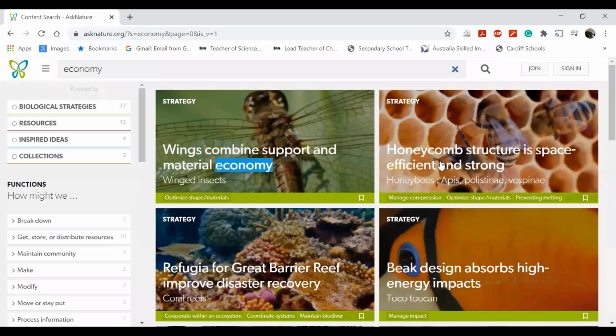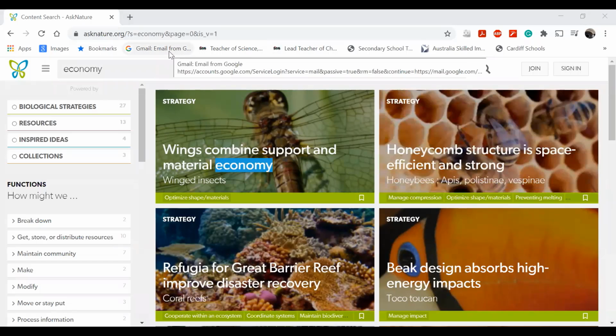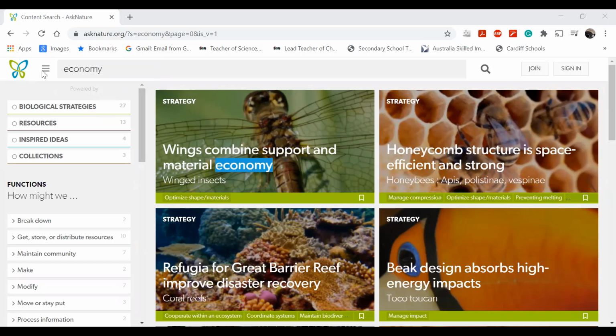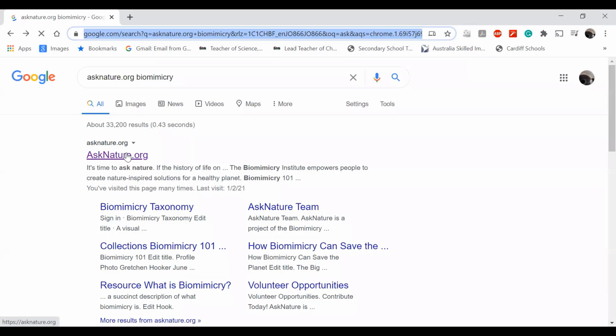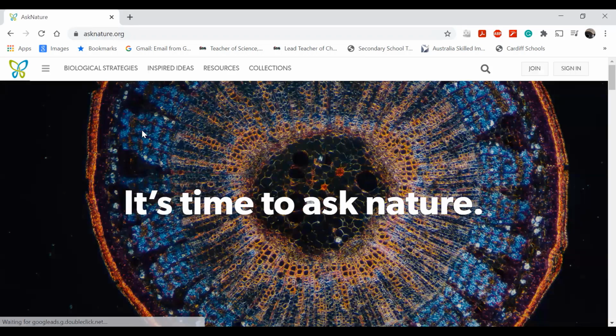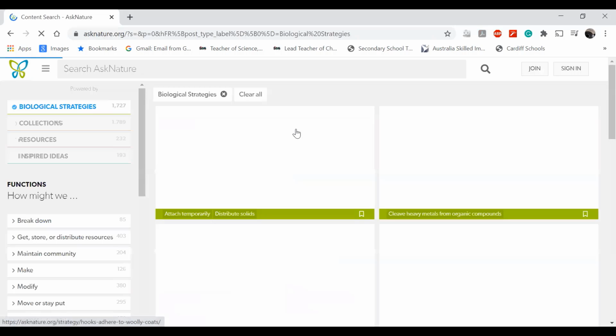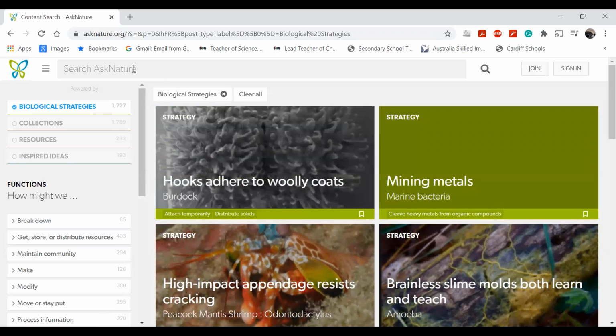Now let's take a look at the biomimicry aspect and how nature does its economy and ways of generating wealth. So basically, if you go to the website asknature.org, you click on that, and now this will take you to the main page. Click on biological strategies. Then just type in the search toolbar, economy.